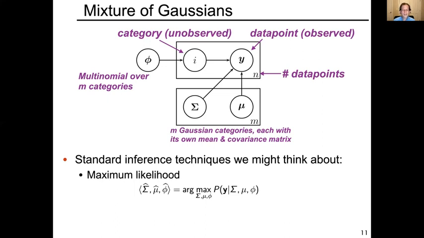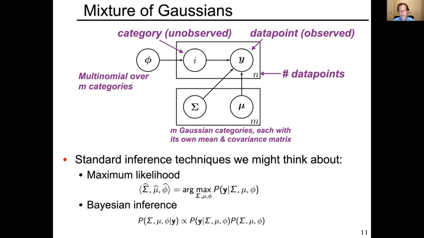And the standard inference techniques that we might think about for this are, of course, our handy maximum likelihood, where we estimate the sigmas, the mu's, and the phi as the settings that will put the maximum probability on the data. The second that we might consider is Bayesian inference, where we put a prior on sigma, mu, and phi, and then we infer a posterior on those things given the data Y by reconciling it with the likelihood of Y given the parameter values.